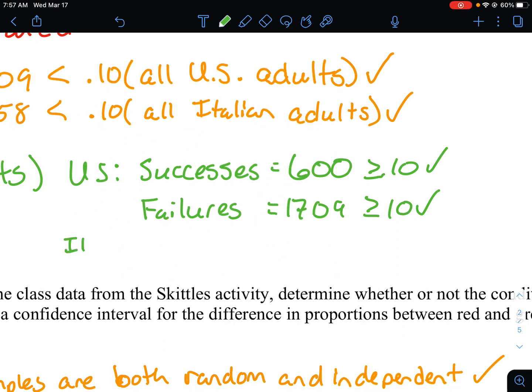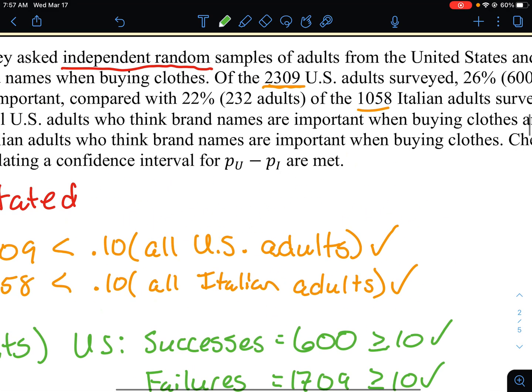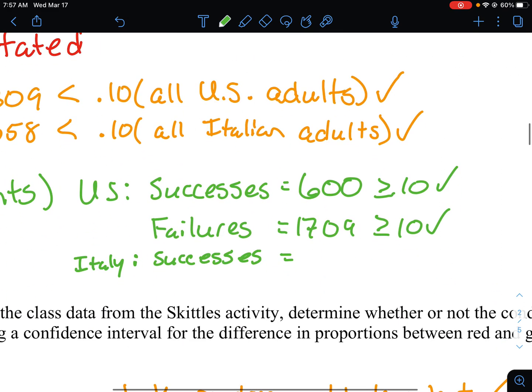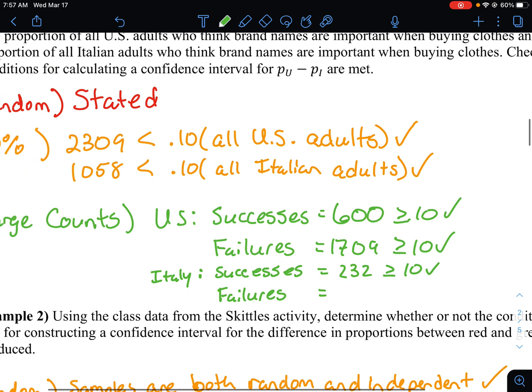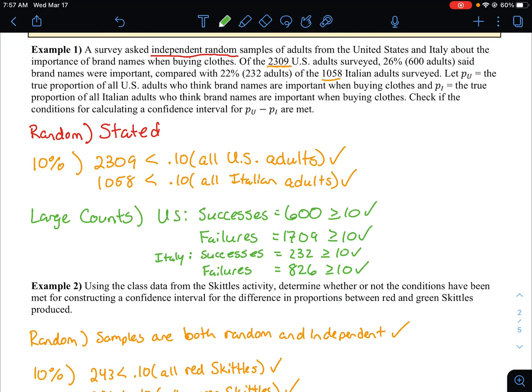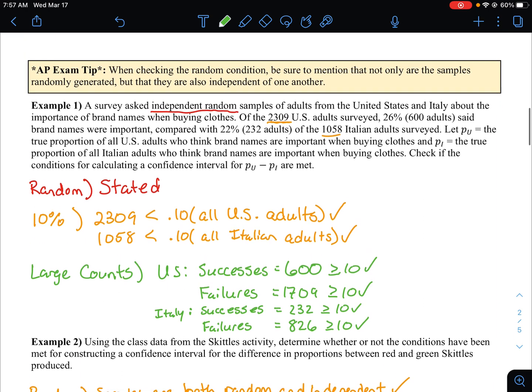And then for Italy, our successes was this 232, which is greater than or equal to 10. And the failures were the remaining. So if I were to do 1058 minus 232, that's 826, which again is obviously at least 10. Therefore, all of our conditions are met, and that's all we had to do in number 1 here.